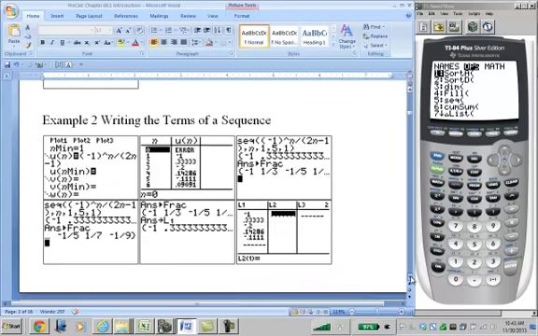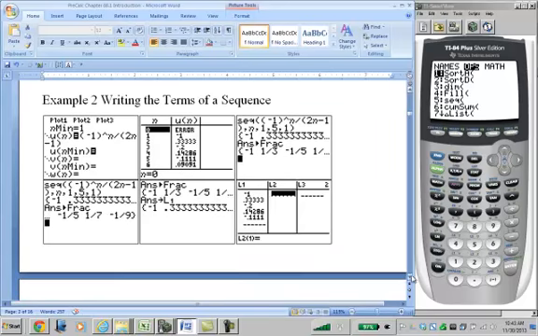Example 2, writing the terms of a sequence. It's just a little bit more complicated. All right, so in this case, the sequence, again, you can figure out, is negative 1 to the n divided by 2n minus 1. As it gets more complicated, there really isn't any point in not using the calculator to figure it out.